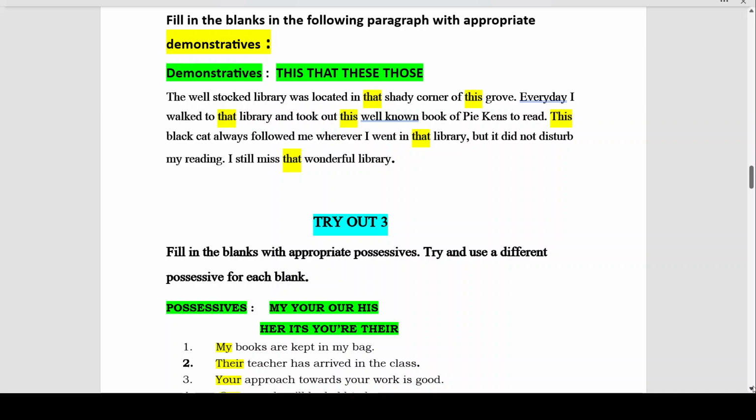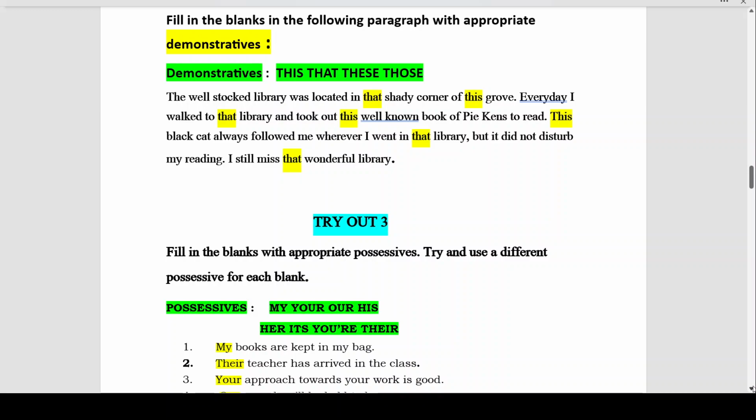Now, this black cat, that means the black cat is always around us. It always followed me whenever I went in that library, but it did not disturb my reading. I still miss that wonderful library. I am pointing out to the library, which is at a distance in the shady corner of this grove.